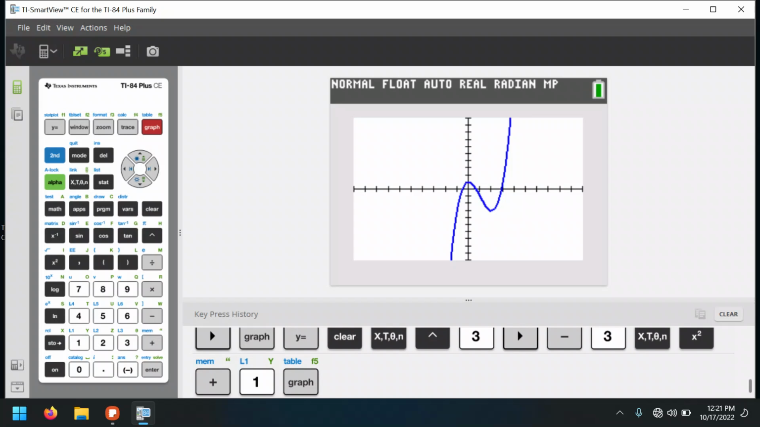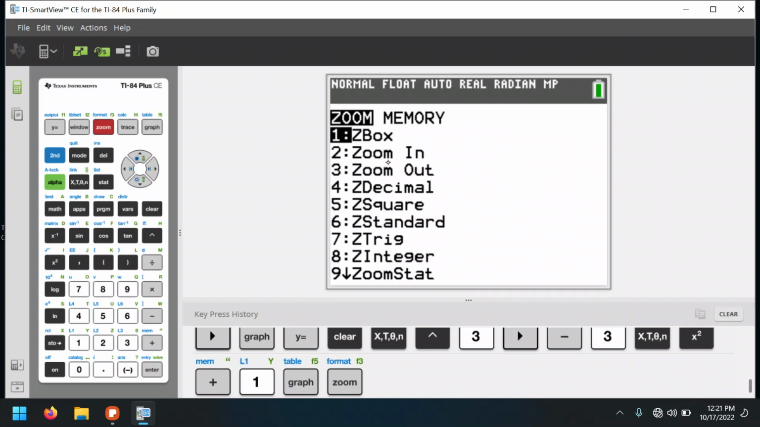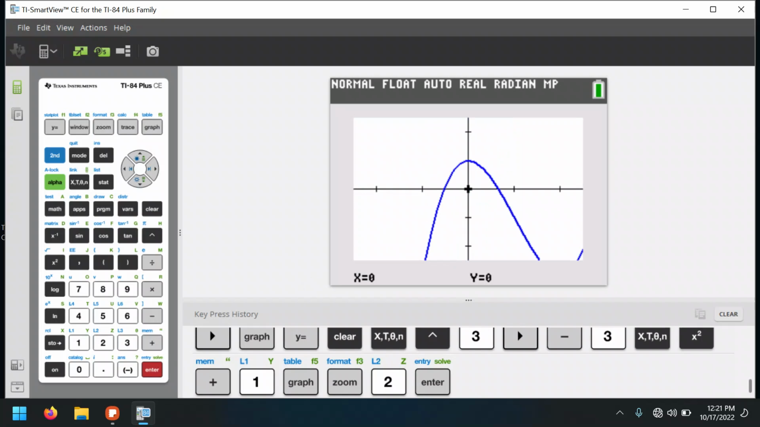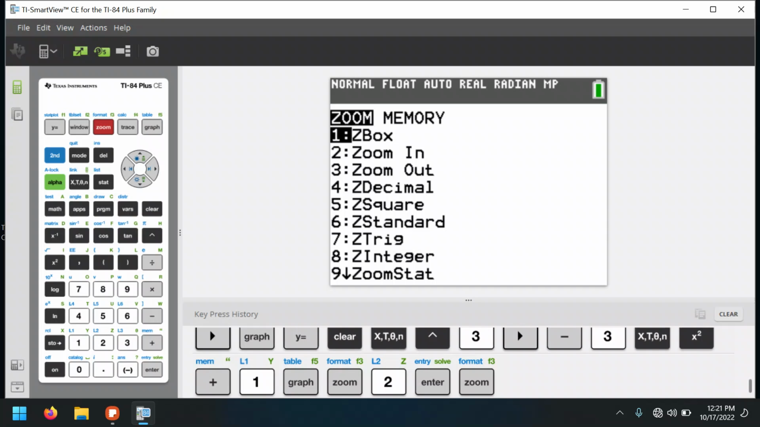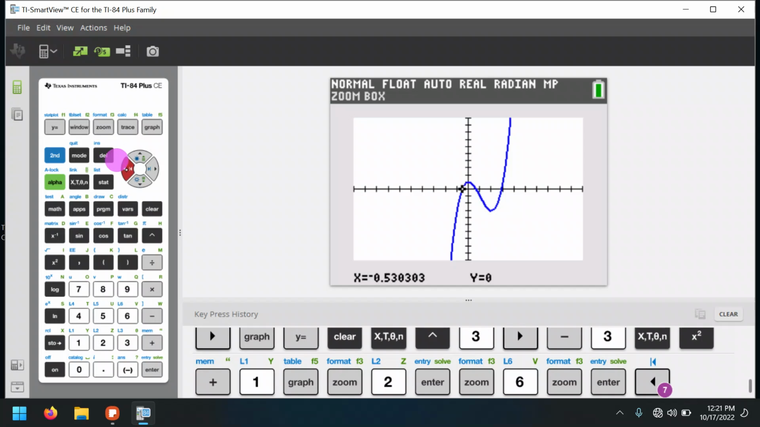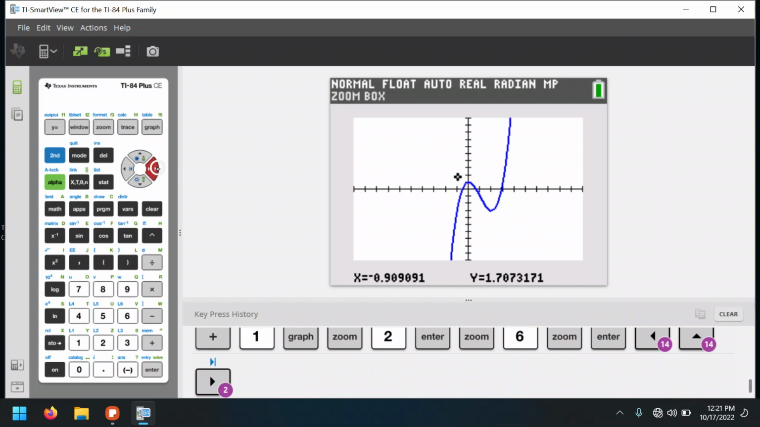All right, okay. So let me zoom in a little bit. No, maybe not that much. Zoom standard, and let me do zoom box. All right. Let me create a box around it. Okay, I think I need to press enter, yes.